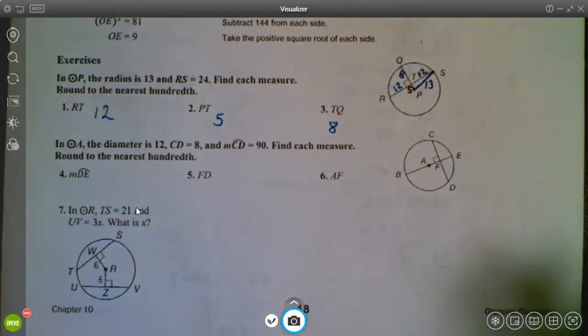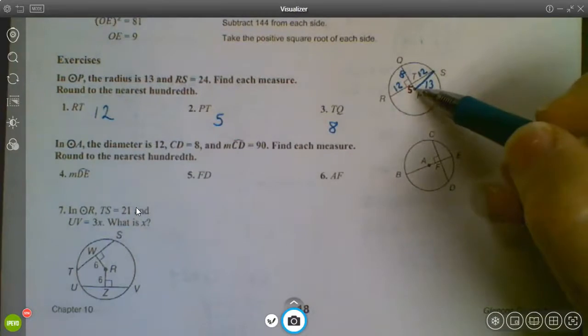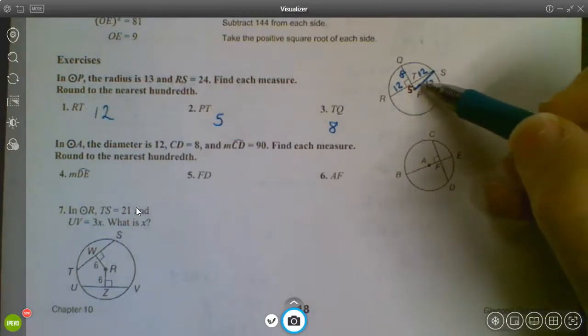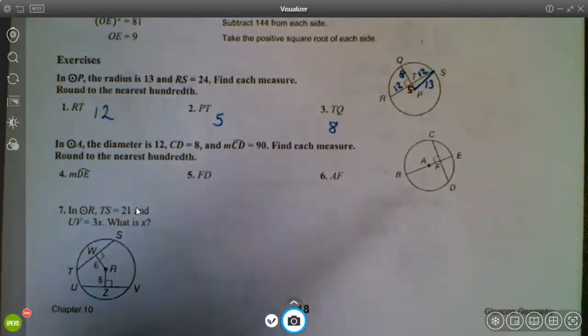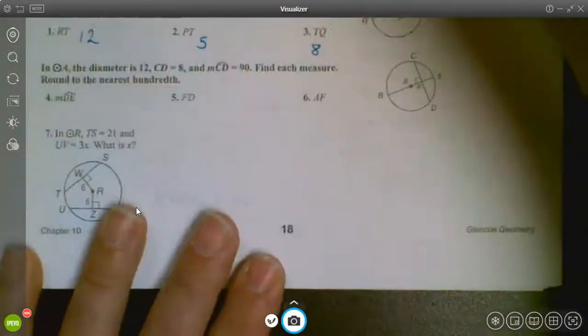All right, so that's a tough one. Just remember on that one, the key is to draw the radius in such a way that it actually helps create that right triangle that we're working with. So let's try these last couple.